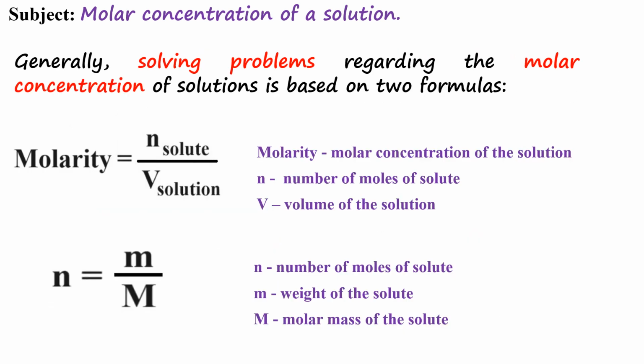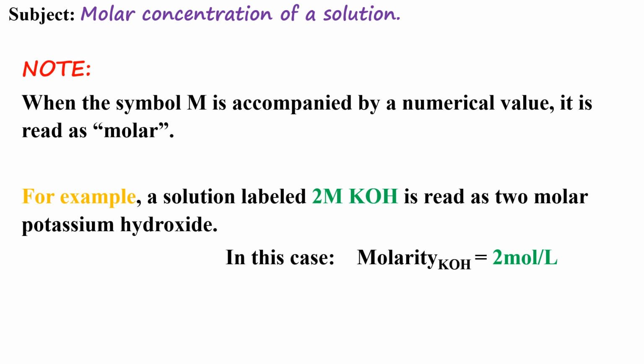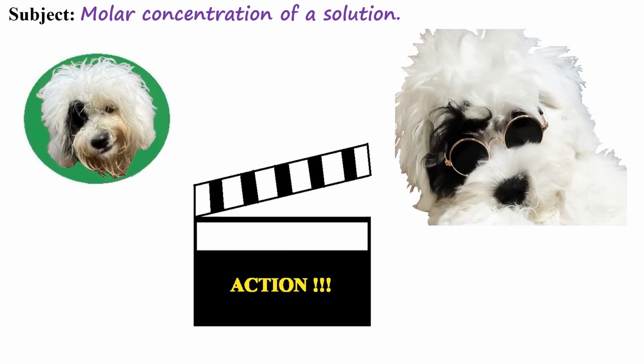Generally, solving problems regarding the molarity of solutions is based on 2 formulas. Practical note: when the symbol M is accompanied by a numerical value, it is read as molar. For example, a solution labeled 2M potassium hydroxide is read as 2 molar potassium hydroxide. In this case, the molarity of potassium hydroxide equals 2 mole per liter. Okay, enough of the theory, time for the problems.